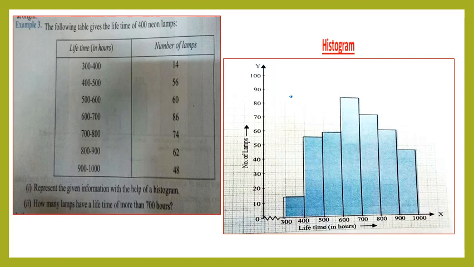Then the second class interval is 400 to 500. There are 56 lamps. So in the graph, for the class interval 400 to 500, the height of the rectangle is 56. So we can mark the rectangle as given in the figure. Similarly, we can mark the remaining bars also without any gap between them. So we get the histogram as given in the figure.